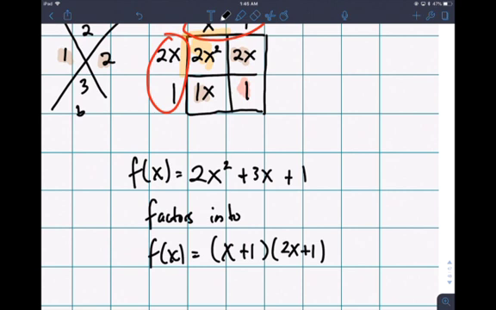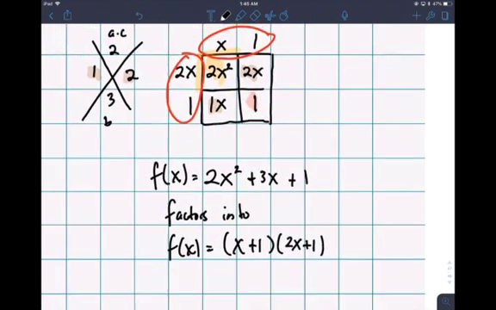So I'm going to give you some practice on this. Again, practice factoring quadratics, and we'll see how this helps you solve the graph problem.